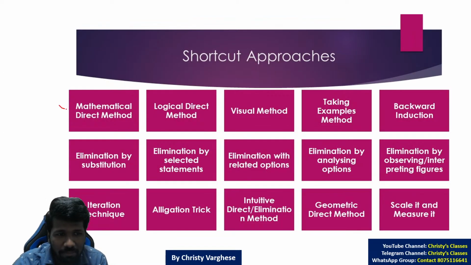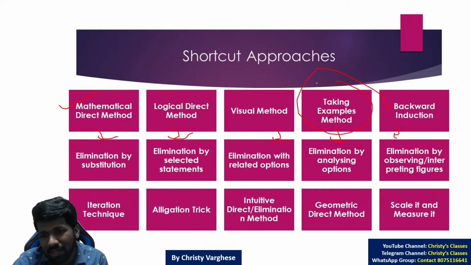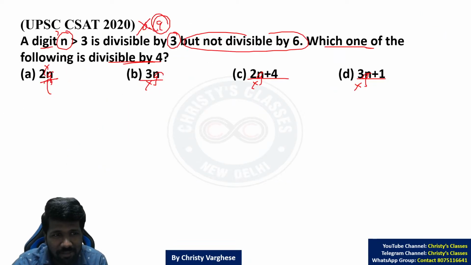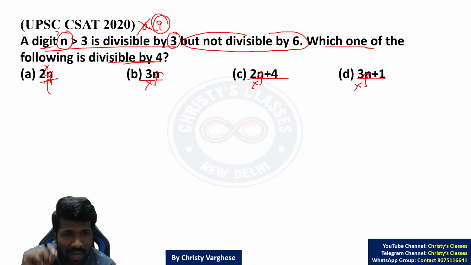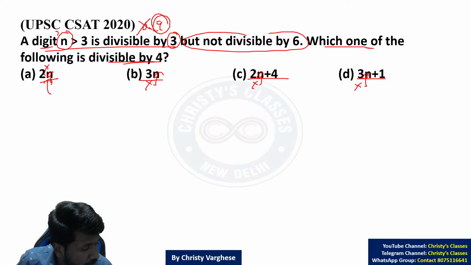As I always tell, be flexible with the methods. Elimination possibility, always search for it. Taking an example is also a possibility. Here we took an example, but this is the only example possible. That is why it is not a perfect taking-example method, because we are identifying the value itself.